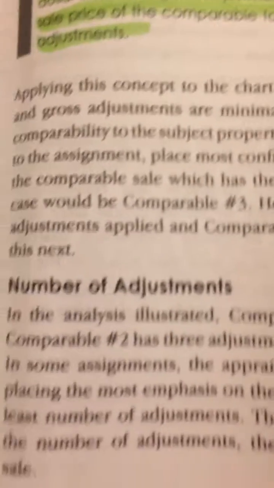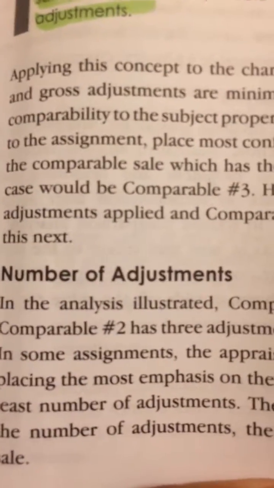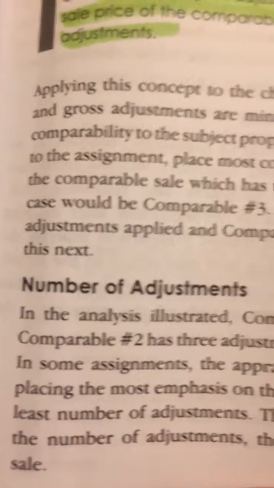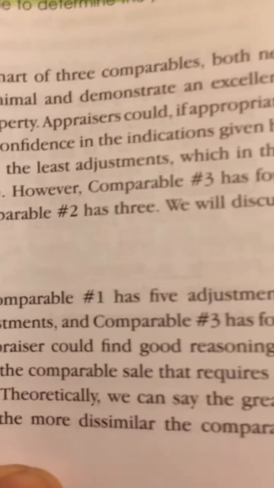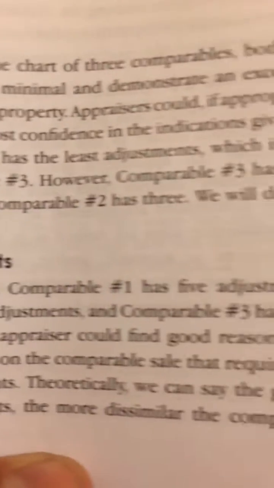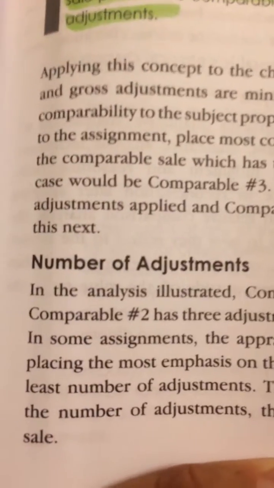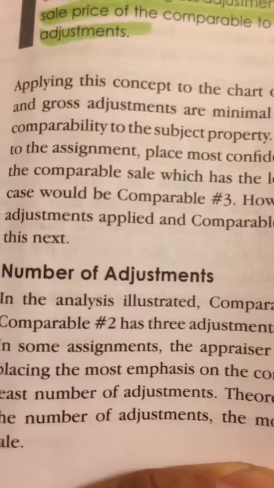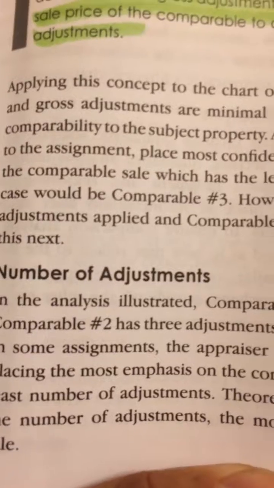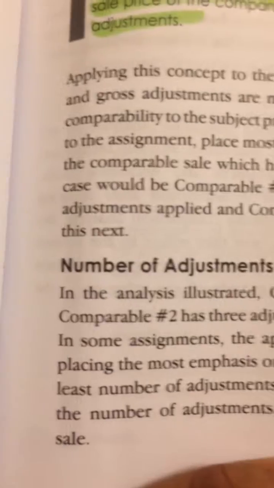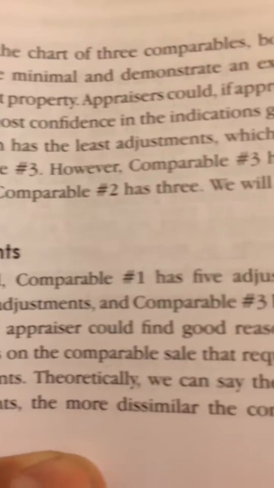Number of adjustments. In this analysis illustrated, comparable 1 has 5 adjustments, comparable 2 has 3 adjustments, and comparable 3 has 4. In some assignments, the appraiser could find good reasoning in placing the most emphasis on the comparable sale that requires the least number of adjustments. Theoretically, we can say the greater the number of adjustments, the more dissimilar the comparable sale.